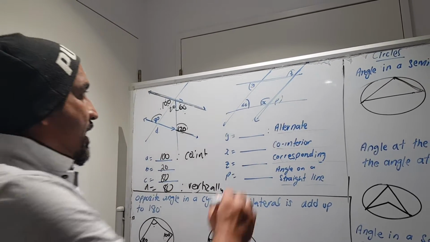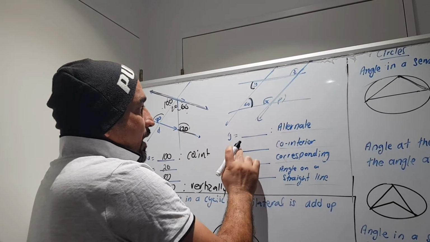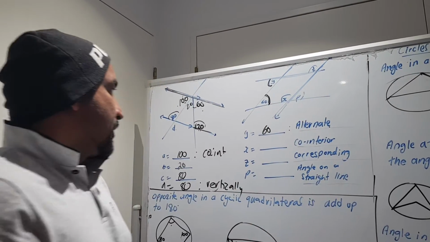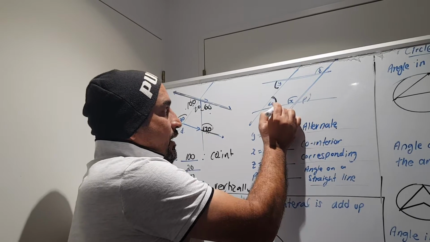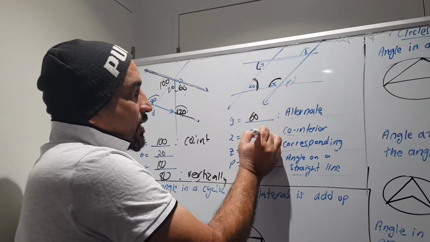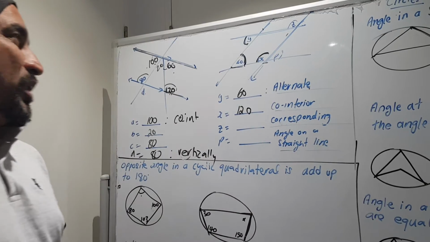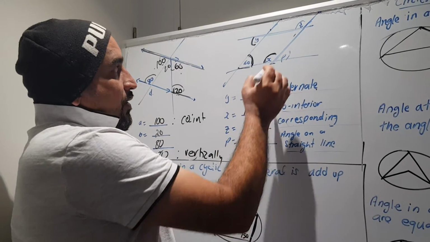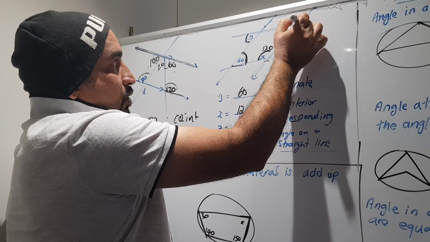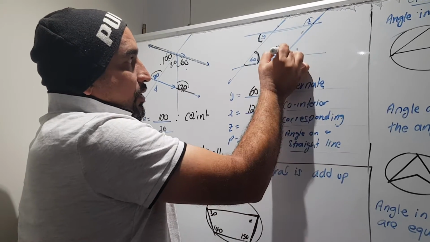Moving on, if I say this is 60, and I have to find y. If that's 60, that means my y is also 60. This time the reason is alternate. If this is 60, what will be x? X will be 120, because this is co-interior angle on the same side. Co-interior add up to 180. So if this is 120, z is corresponding to this x. So z will be again 120, because these are corresponding.